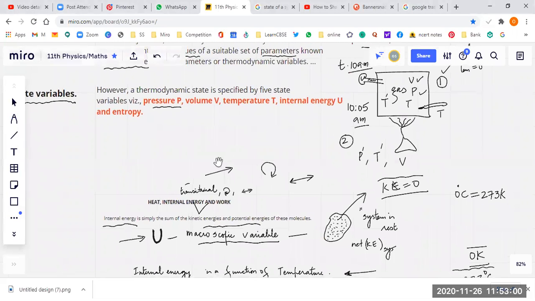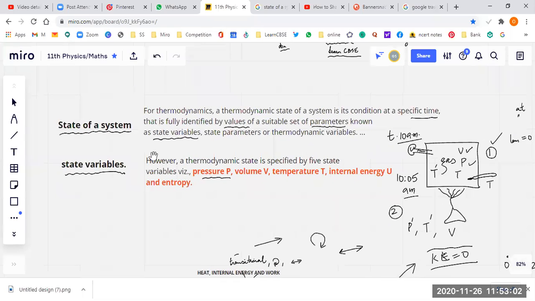We've already discussed that the state of the system is basically the condition of a system at a specific time, which is fully characterized by the values of state variables, maybe two, three, four, five. Any of the five state variables we can take. What are the state variables? Pressure, volume, temperature, internal energy, and entropy.